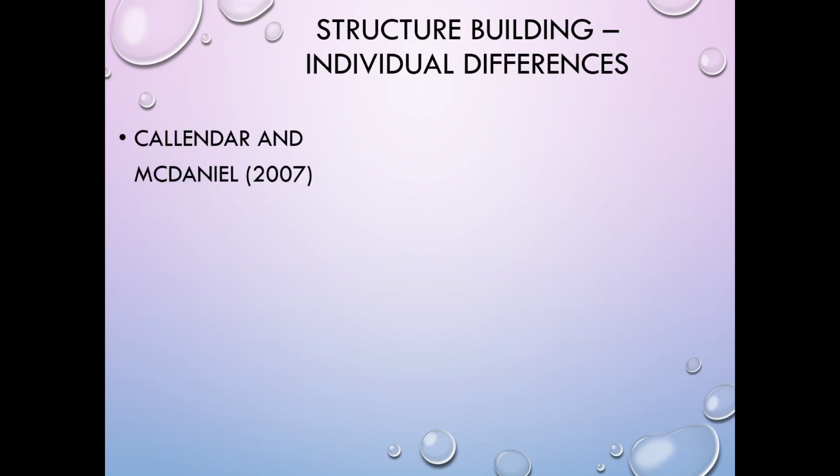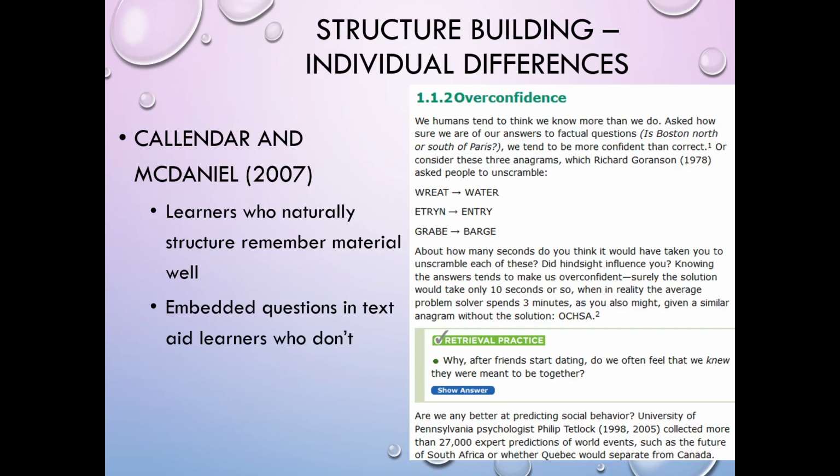All right, some individual differences. Callender and McDaniel did a study that focused on learners who naturally structure material versus learners who don't. And what they found is that those learners who naturally impose structure and do those steps naturally, the mapping and the shifting especially, tend to be the kinds of learners who remember material really well. What writers can do for those learners who don't naturally do their own structuring and shifting, their own mapping and shifting, is to include embedded questions in the text.